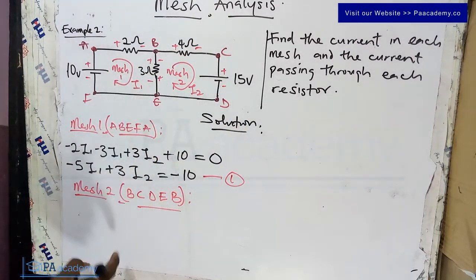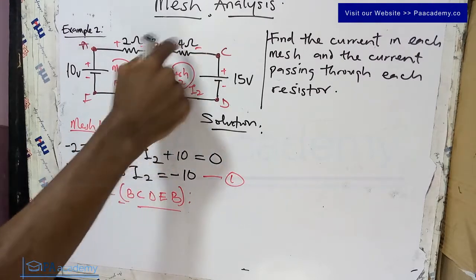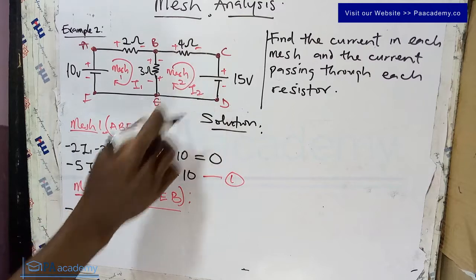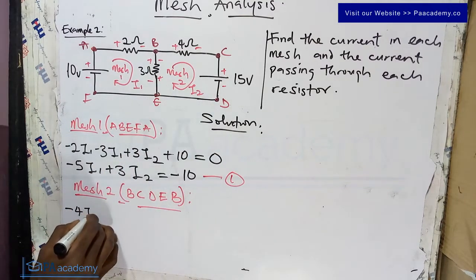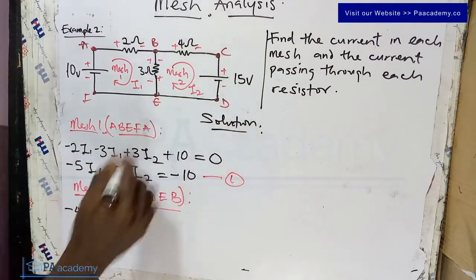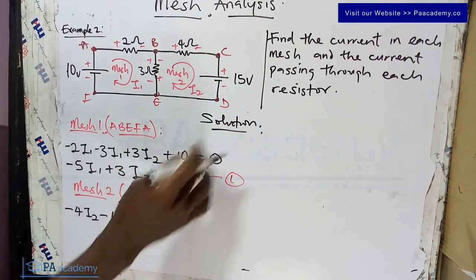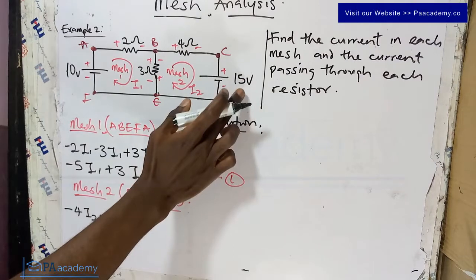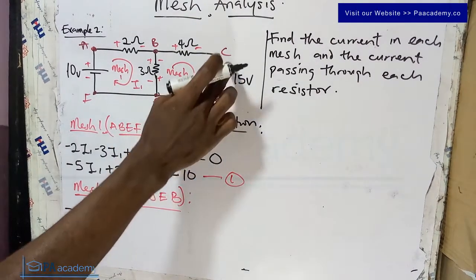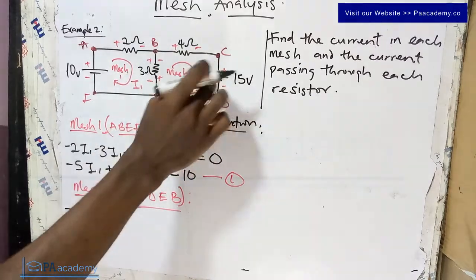So for the 4 ohm resistor, plus, minus in this direction, that will be minus 4, and the current passing through it is I2, so minus 4I2. If you come here, the voltage source, plus, minus, that will be minus 15. Remember I said this is already a voltage source, already in volts, so there's no need to multiply with I2. So we are going to bring in the 15, then minus because of the direction that we are picking.